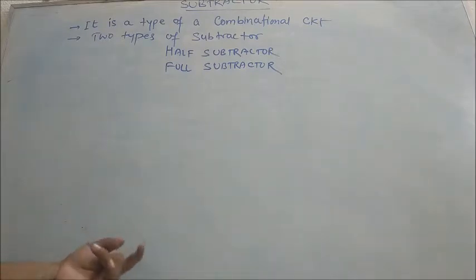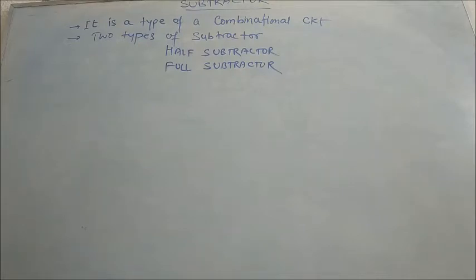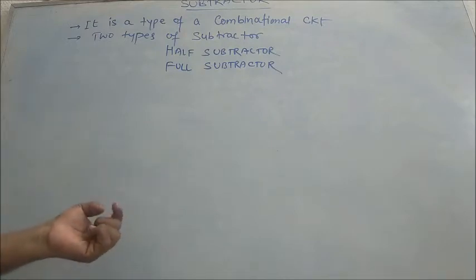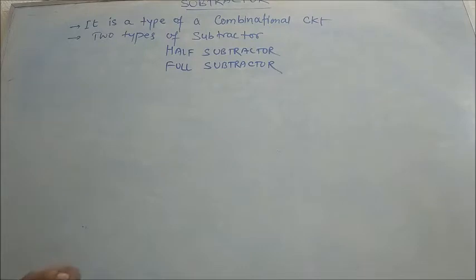So for better explanation, I have already written 2 or 3 points: it is a type of combinational circuit. Under combinational circuit, the subtractor comes under arithmetic and logic circuits. As I have already told you in my earlier videos, arithmetic and logic circuits are a type of combinational circuit which has several types such as adder, subtractor, comparator and PLD.